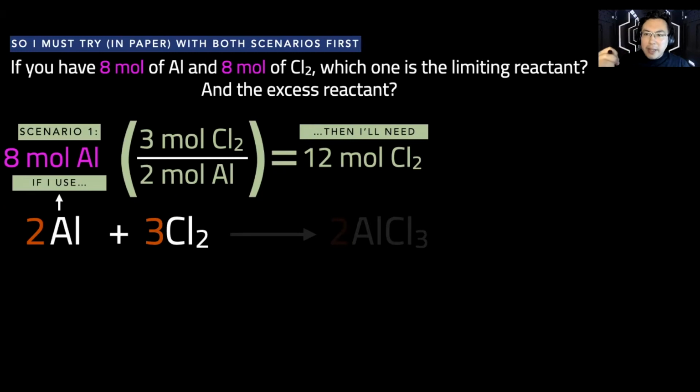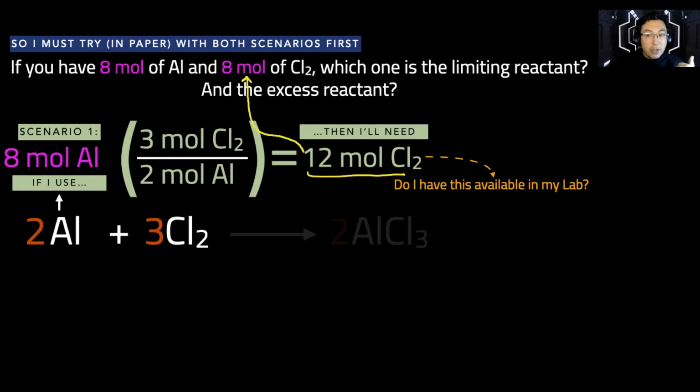If I use my entire stash of aluminum, then I will need 12 moles of chlorine. Okay, write it down and keep it on one side. So I have to question this: do I have this available in my lab? Do I have 12 moles of chlorine standing there on my table? How do I know this? Well, you can compare. These 12 moles of chlorine, do I have them in my laboratory stash? Actually, I don't. I only have 8. So if I use my entire aluminum, chlorine is not going to be enough. I need to buy more. So maybe this is not the best idea.